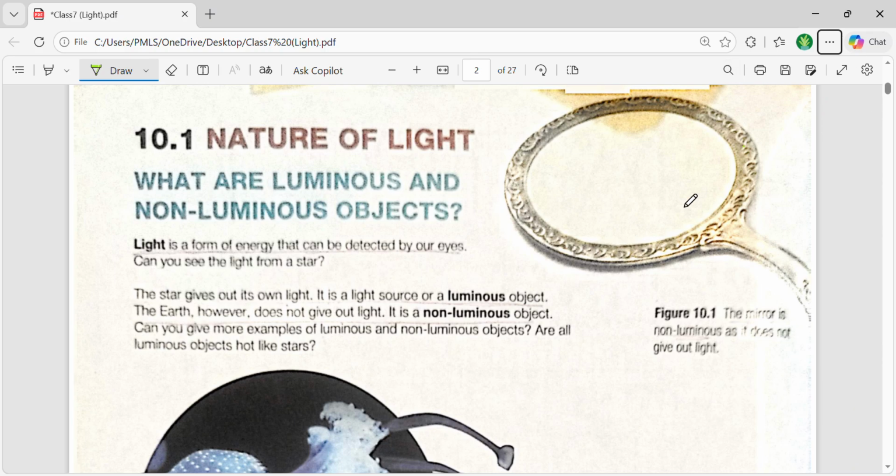Okay, we are going to start with chapter 10. You can open your books, and this chapter is about light. In this chapter, we're going to talk about the reflection, as well as the dispersion of light. Before moving further in detail, we are going to learn first what is the nature of light.